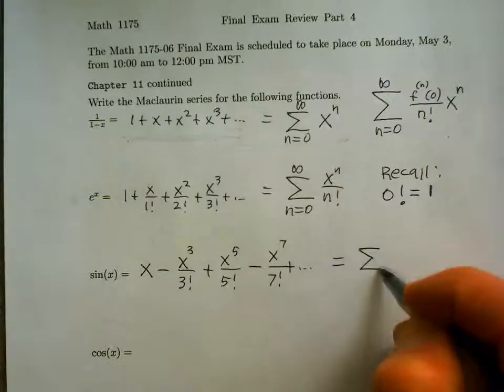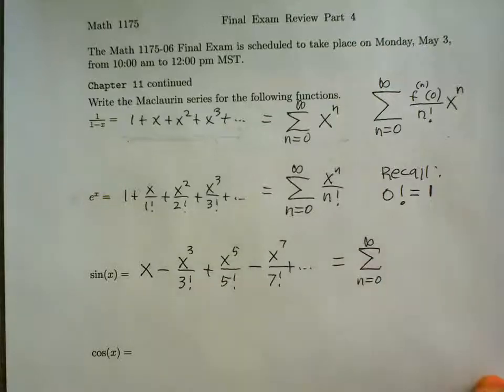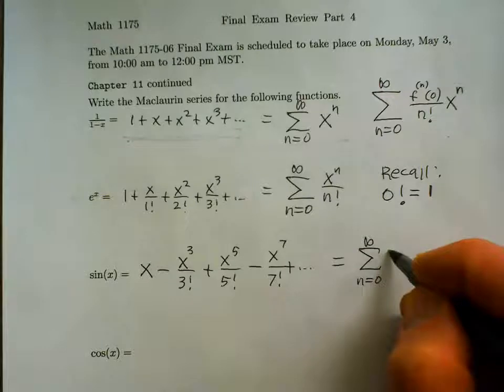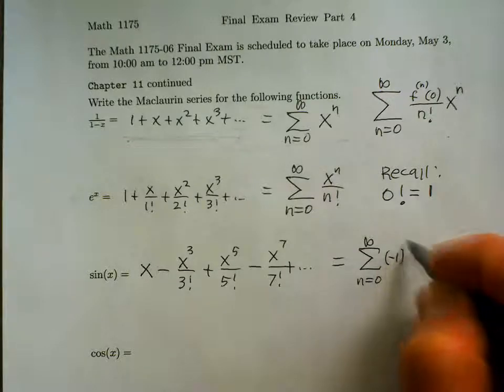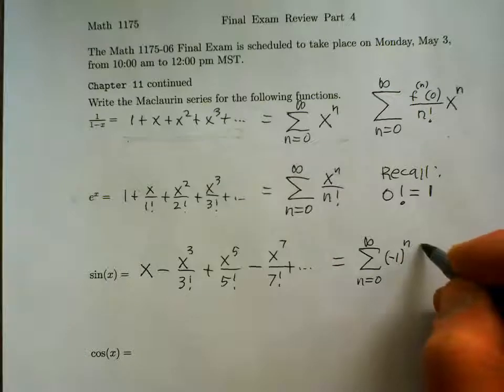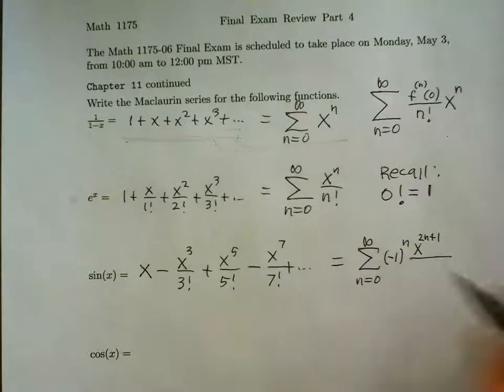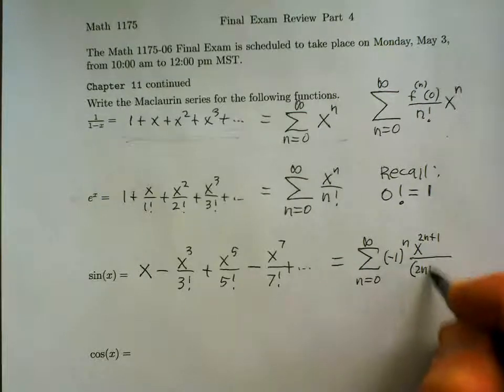And in sigma notation, we can write it starting at n equals 0, and it's alternating, so we have negative 1 to the n, and then x to the 2n plus 1 divided by 2n plus 1 factorial.